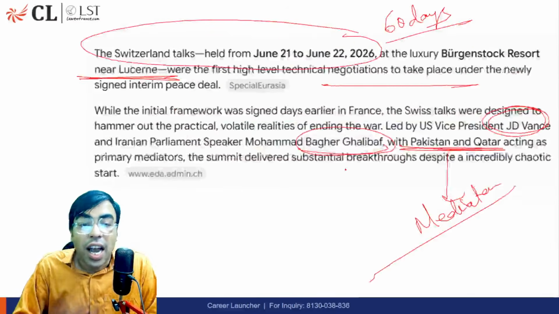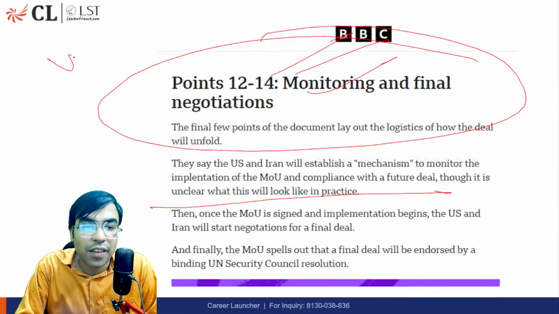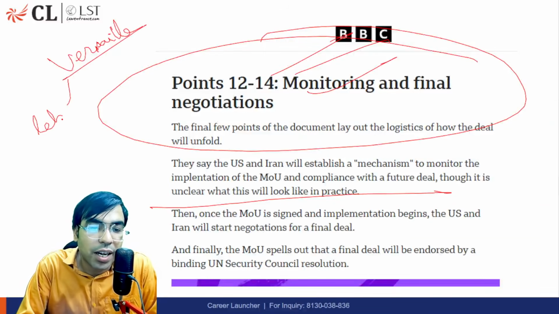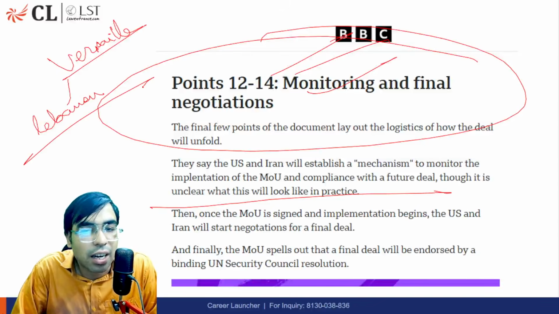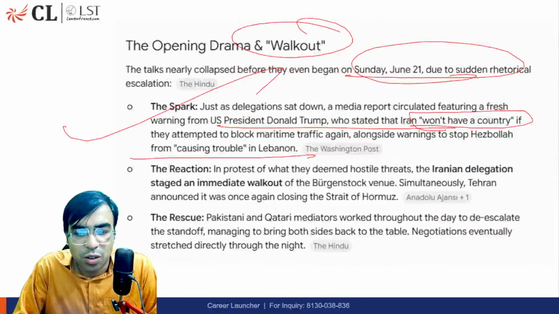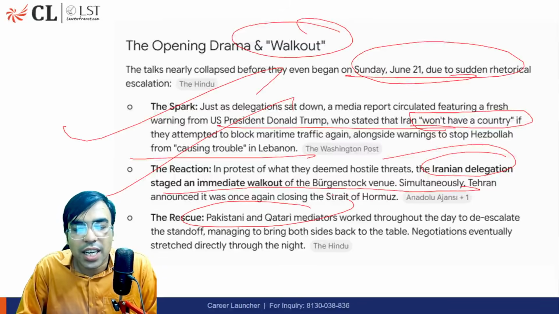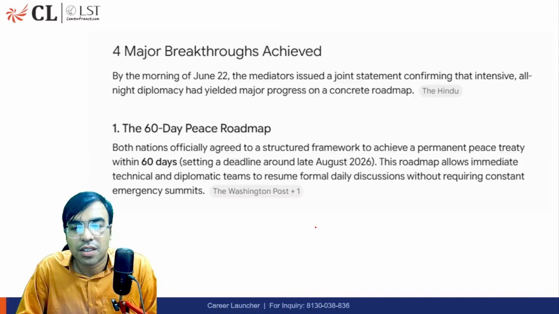So these things happen. And the moment this deal was done, even after that, although it was promised that it would include Lebanon, we have seen Israel attacking Lebanon. So these things were actually in the news. Okay, Pakistani and Qatari mediators worked throughout the day to de-escalate the standoff, etc. These things were in the news.